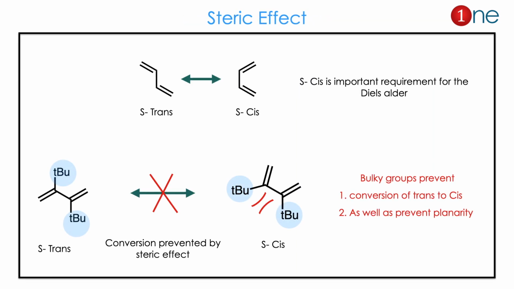Another important factor is the steric effect. Normally the alkene converts from S-trans into S-cis form, but if the groups are bulkier it is not possible. So bulky groups prevent the conversion of trans to cis. They will also prevent planarity. So a minimum steric effect is required for the reaction.